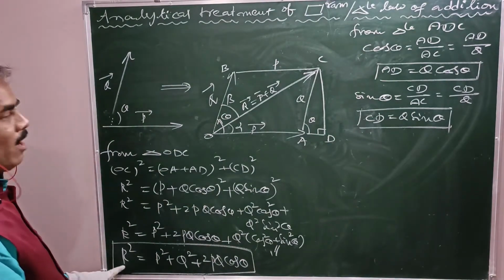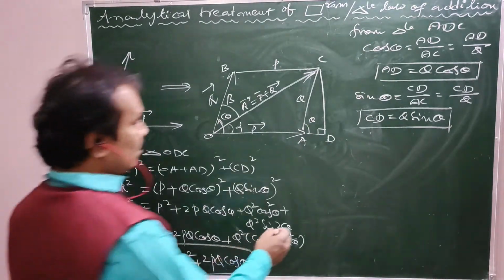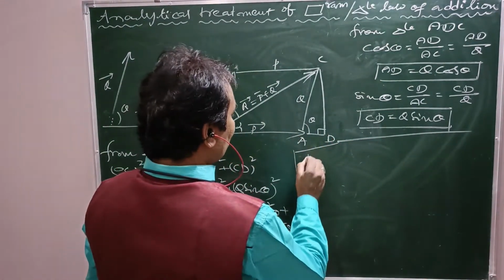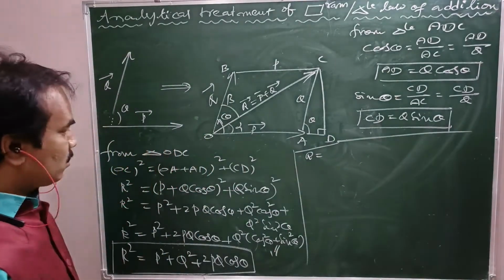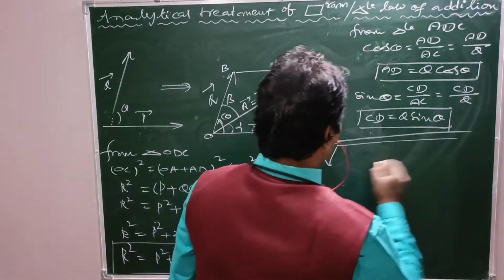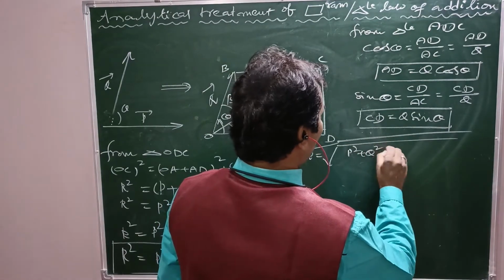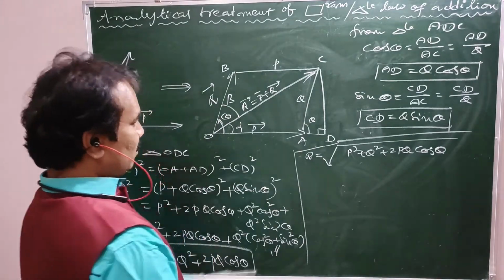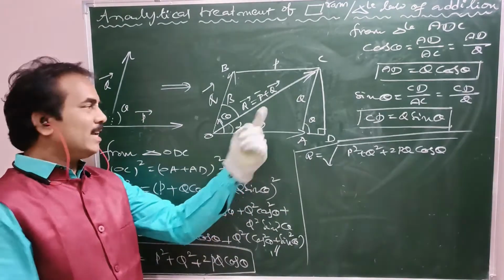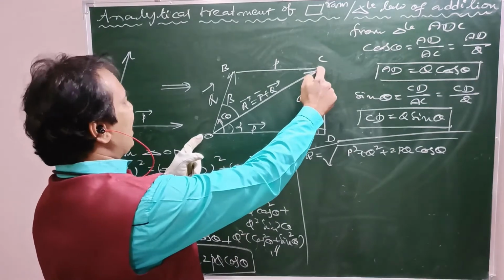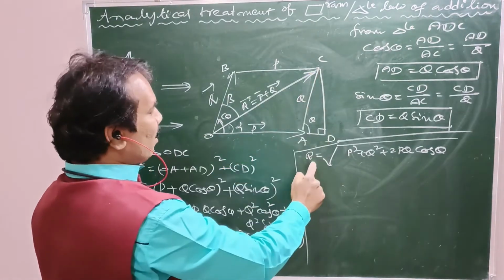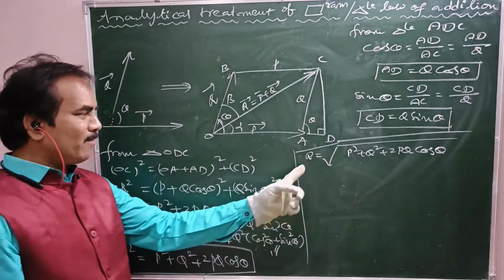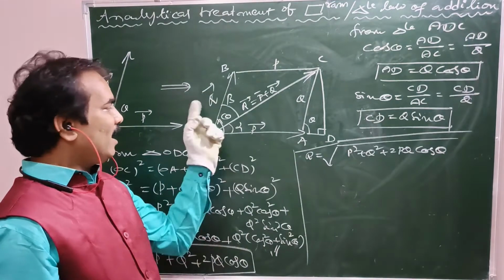Now make it subject R. Okay, make it subject R here. That is R equal to square root of P square plus Q square plus 2PQ cos theta. This is what magnitude of resultant. That is the side of diagonal. R equal root over P square plus Q square plus 2PQ cos theta. This is what magnitude of resultant of given parent vectors.